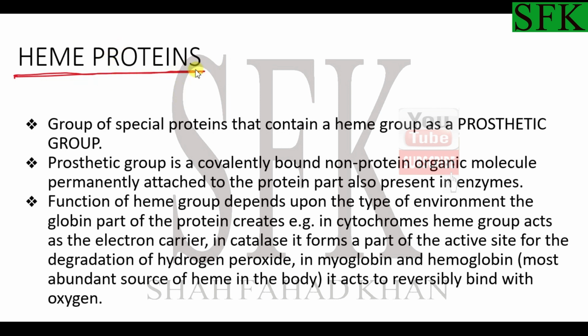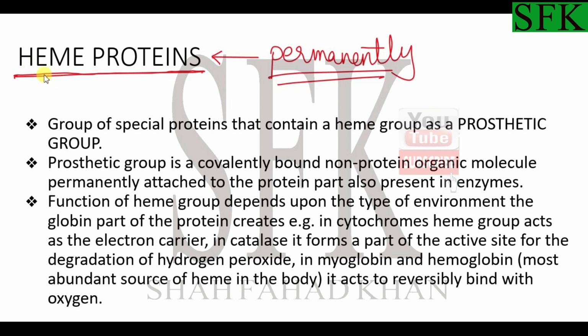And basically there are some special proteins which contain these heme groups, and in those proteins, if the heme group is permanently bonded to them, it is called a prosthetic group. Right, so this is something you guys should know. A prosthetic group is also present in enzymes, and in enzymes you guys know that the coenzyme which is permanently bonded to the apoenzyme is known as a prosthetic group as well.